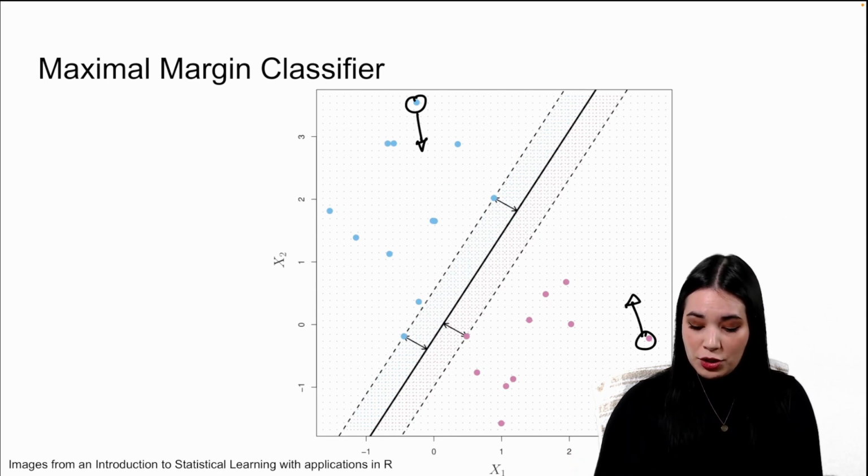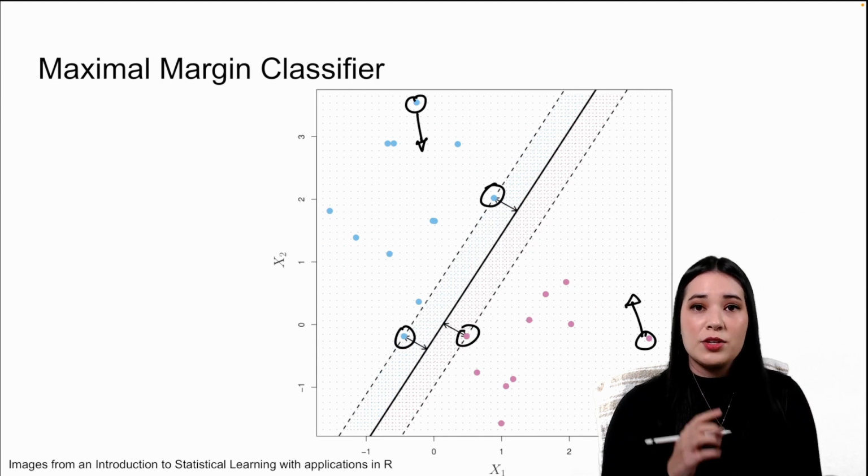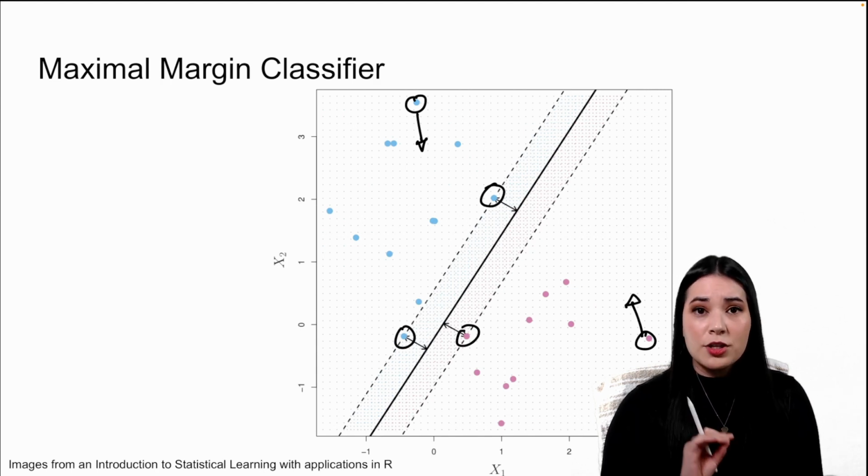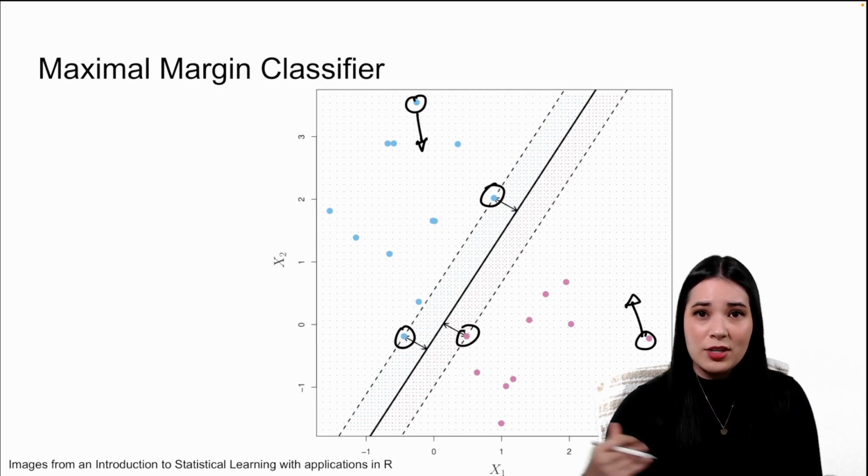The data points that do have an effect are the ones that are on the margin, and these are called the support vectors. Our support vectors are the only data points in the data set that actually impact where that hyperplane will go. All of the other data points have essentially no influence.